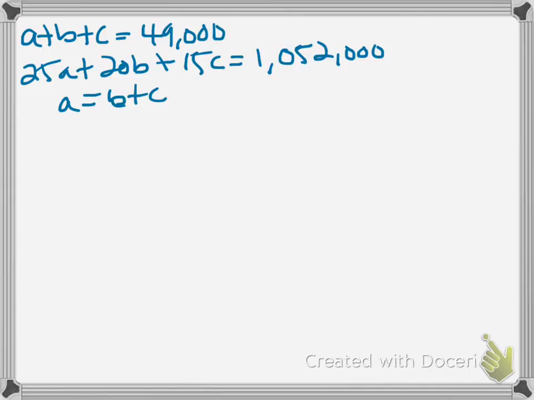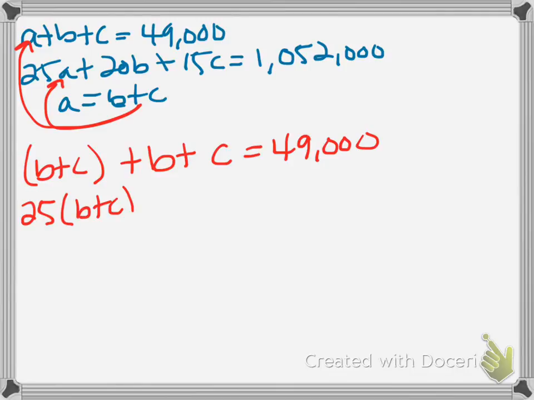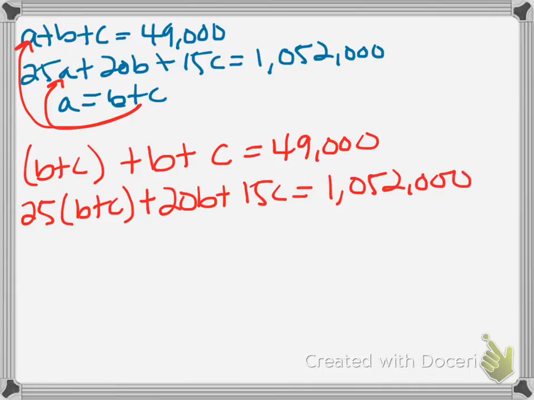Okay, so I am going to substitute. So let me go ahead and choose a different color. So A is B plus C. So for my first problem, I am going to substitute B plus C for A. And so I've got B plus C plus B plus C, and that equals 49,000. And then I'm going to put B plus C in for A for our second one. So 25 times B plus C plus 20B plus 15C equals 1,052,000. Okay, so I'm going to go ahead and distribute, combine terms, that whole shebang.